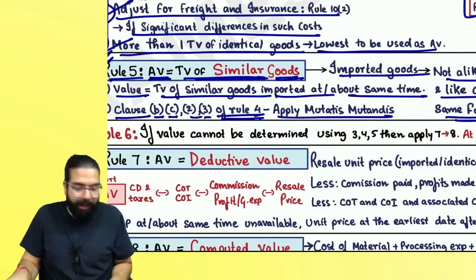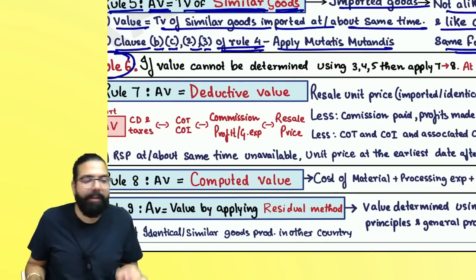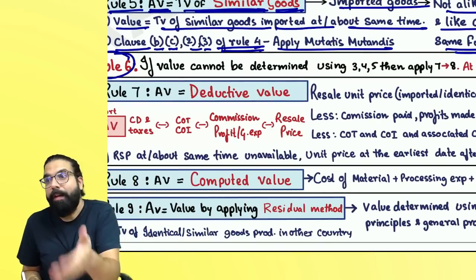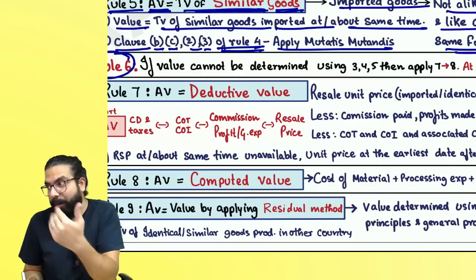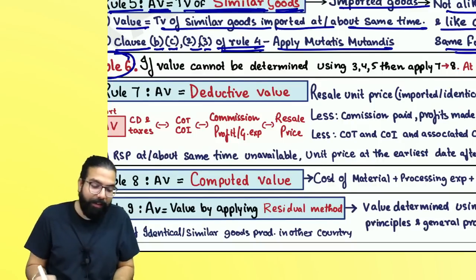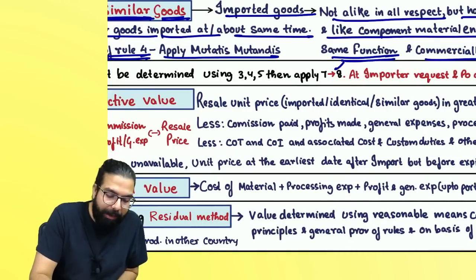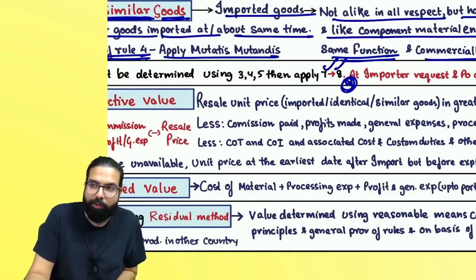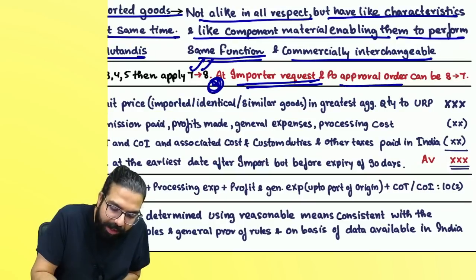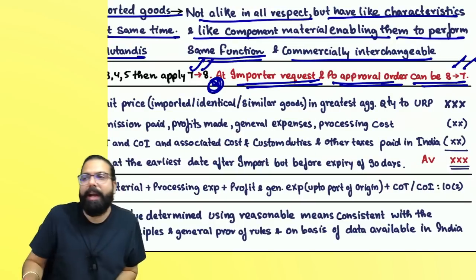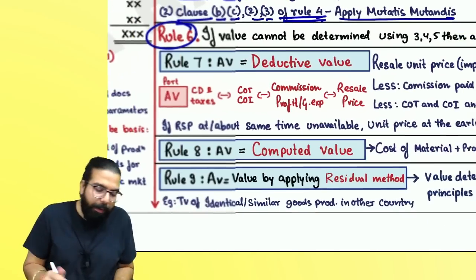Are we clear, everyone? The next one over here is rule number 6. Rule number 6 says, if you can't apply rule 3, your value was not accepted, rule 4 was not there, and rule 5 is not acceptable, then please apply rule 6, which leads to rules 7 and 8. But one important point rule number 6 tells is that an importer can request and the proper officer can approve that he can apply rule number 8 before rule number 7. Then comes rule number 7.